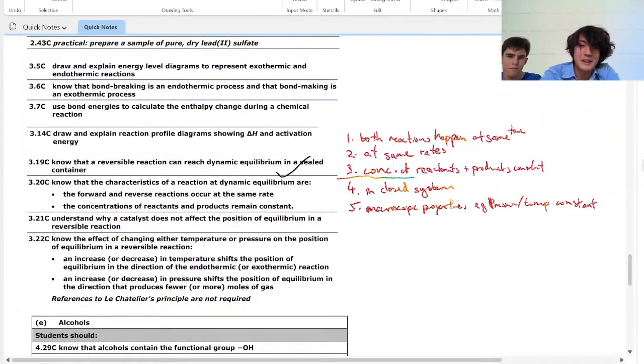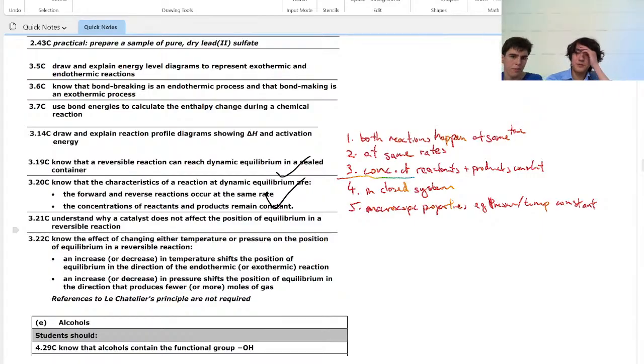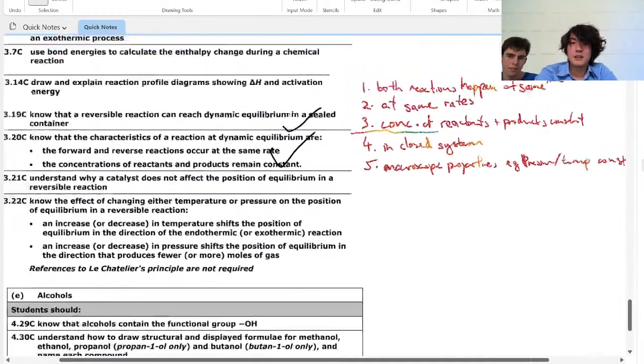Okay. So we did that. Then it's the things that change the catalyst does not affect. It'll be like, why does a catalyst not affect the position of the equilibrium?